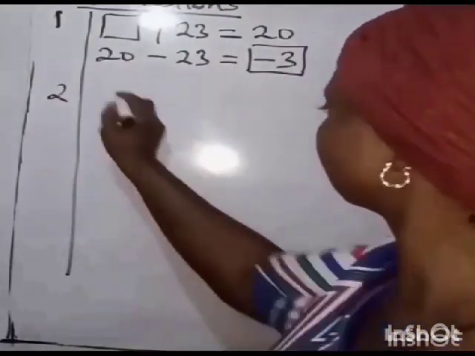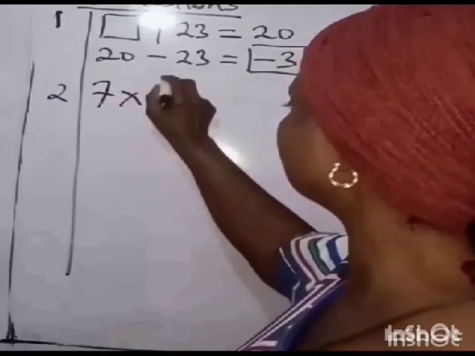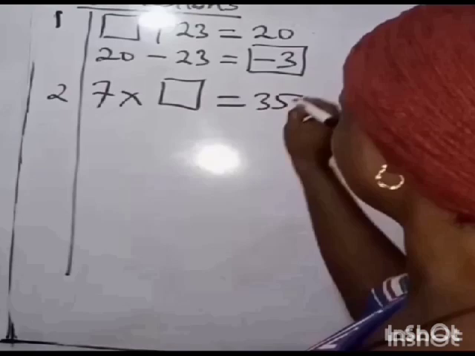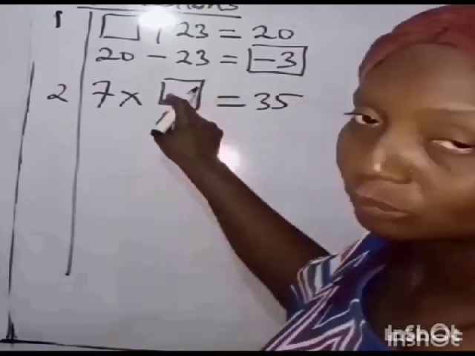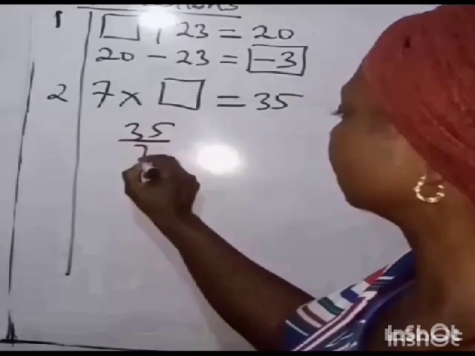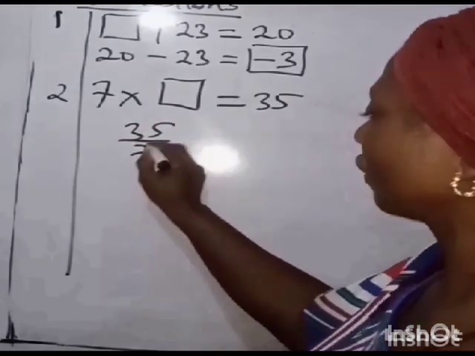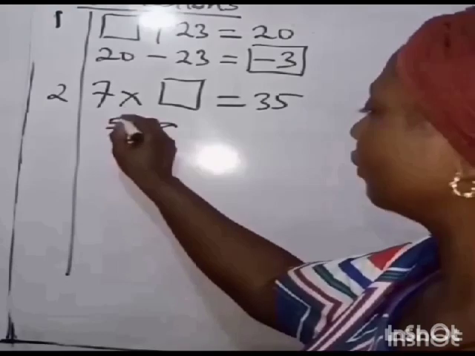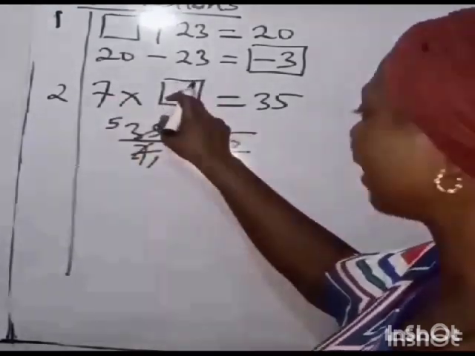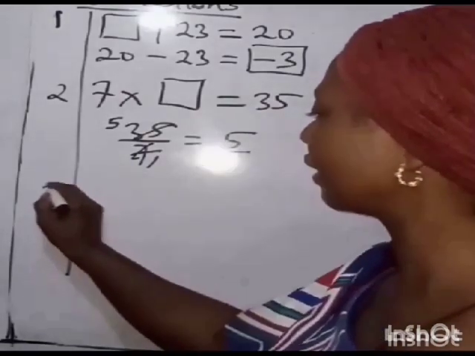Number 2, 7 times a box will give us 35. To get what should be in the box, you now divide 35 by 7. Use 7 to divide 35, that will give you 5. So we should have 5 in the box. 7 times 5, that will give us 35.